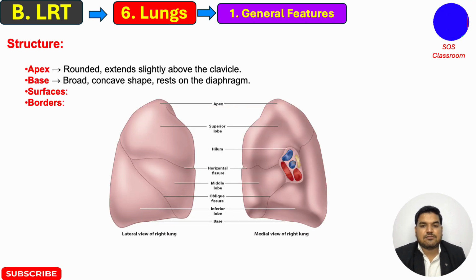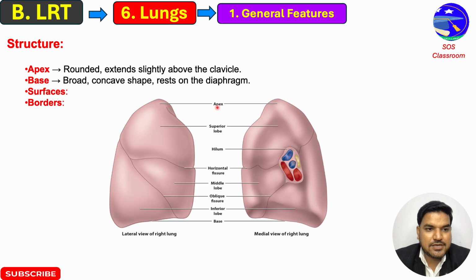So what are the general features of the lungs? In the general features, there is the apex, base, different types of surfaces, and different types of borders. So in this image, you can see the apex, the topmost part of the lungs, and the base is the lower portion of the lungs. You can see this is the base of the lung, and this is the apex of the lung.